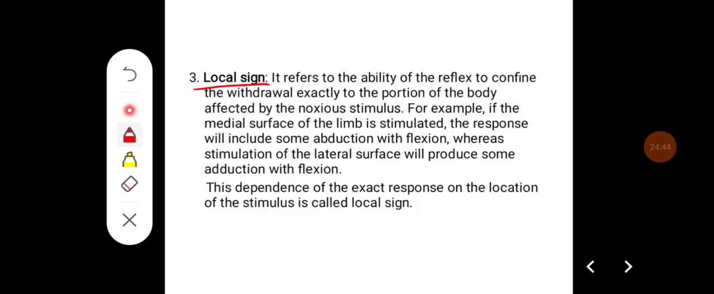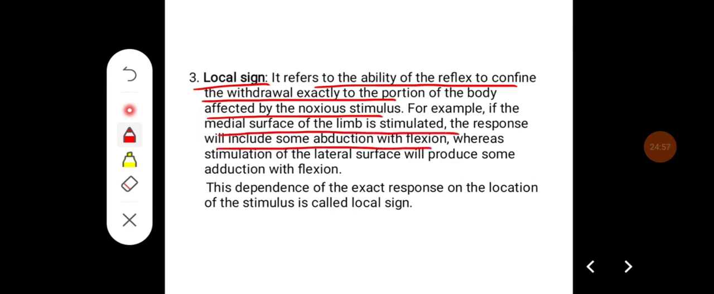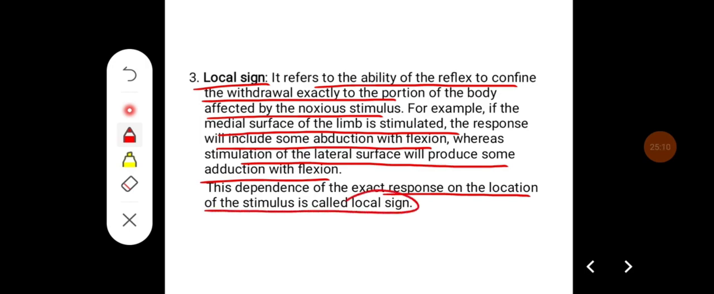Local sign refers to the ability of the reflex to confine the withdrawal exactly to the portion of the body affected by the noxious stimulus. For example, if the medial surface of the limb is stimulated, the response will include some abduction with flexion, whereas stimulation of the lateral surface will produce some adduction with flexion. This dependence of the exact response on the location of the stimulus is called local sign.